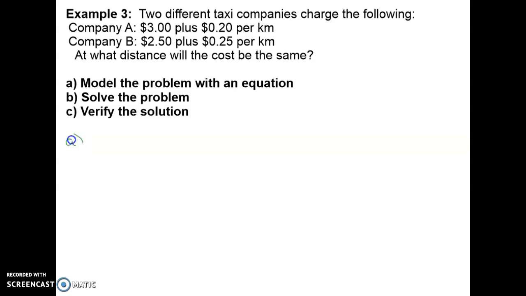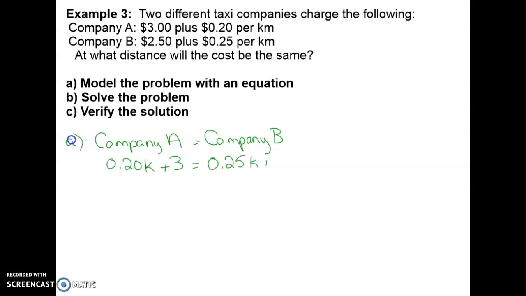For part A, we're going to model the problem with an equation. So we want to know basically when Company A is going to be equal to Company B, or when they're going to charge you both the same amount. The expression for Company A would be 0.20, that's 20 cents per kilometer. We're going to use the variable K to represent kilometers, plus $3 is your flat rate. And for Company B, it's going to be 25 cents per kilometer plus a flat rate of $2.50.